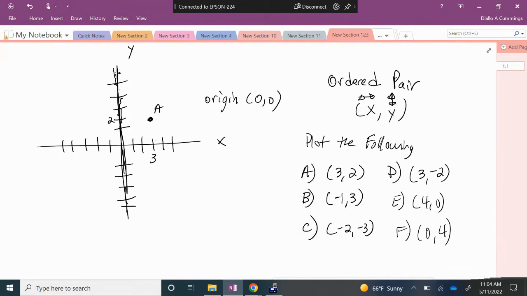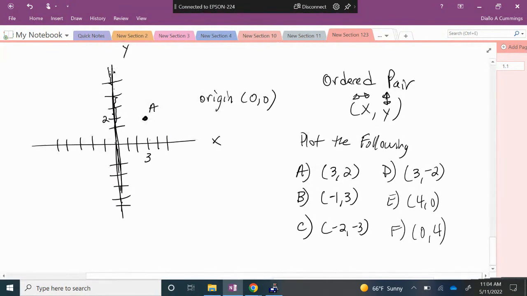I'm next going to plot point B, and it has the coordinates -1, 3. So I'm at the origin. My horizontal component is -1, so I'm going to go 1 place to the left.